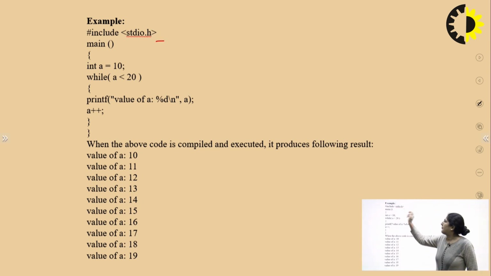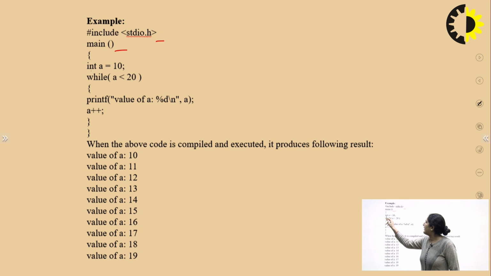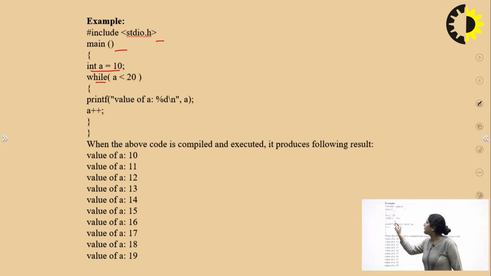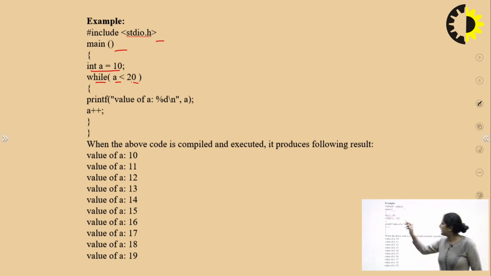This is the library file, as you know, the standard input output .h header file. Then we have a main function. In this we have initialized one integer a equal to 10, and here we have a condition. What is the condition? While a is less than 20. If the condition is true, we have to print the value of a. So print the value of a if this condition is true, and then a plus plus we have to do.